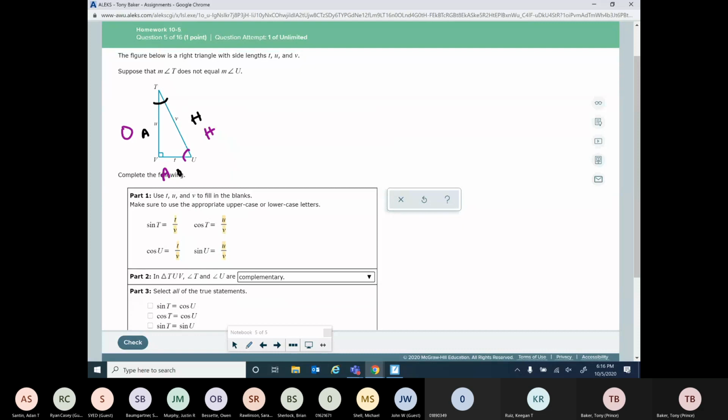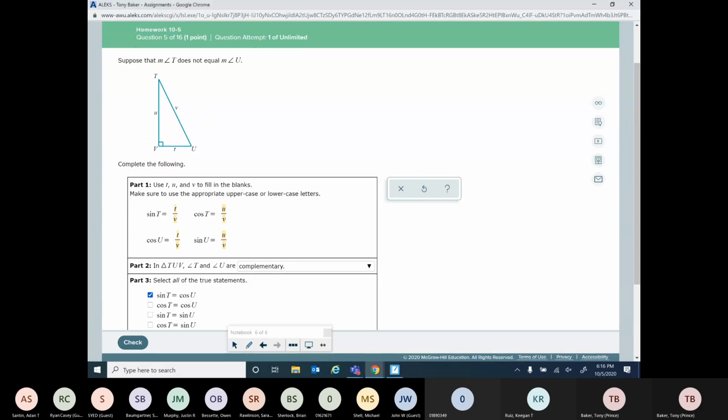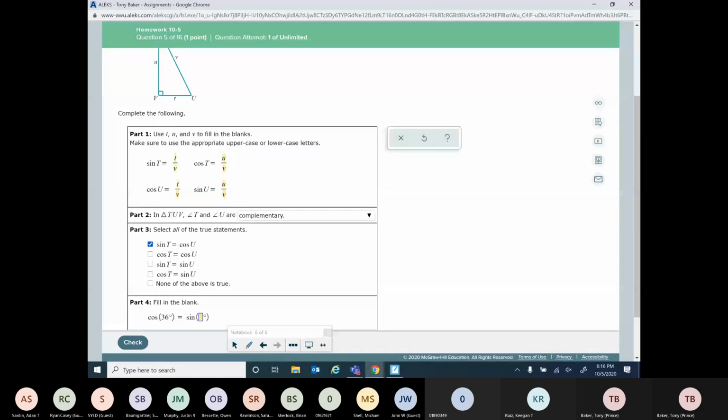T and U are complementary because they both add up to 90 degrees. Sine T is equal to cosine U? Cosine T is equal to cosine U? No. Sine T is equal to sine U? No. Cosine T is equal to sine U? Yes. Since they're complementary angles, cosine of 36 has to equal sine of the complementary angle. So this would be 54, because it's whatever is going to equal 90 degrees.